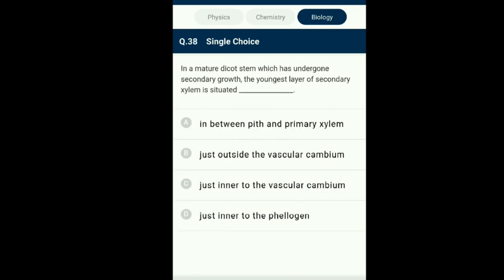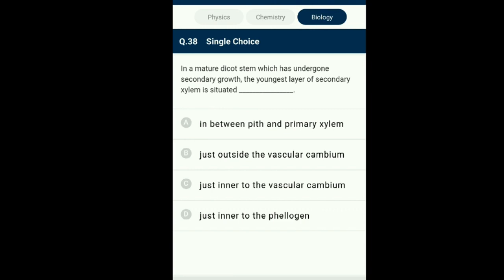Question number 38. In a mature dicot stem which has undergone secondary growth, the youngest layer of the secondary xylem is situated... Dicot plants are a subgroup of the division angiosperms which have two cotyledons or embryonic leaves in their seeds. Meristematic tissue occurring between the mature regions of root and shoots of angiosperms is called secondary meristem. These generally form by differentiation of the permanent tissues.